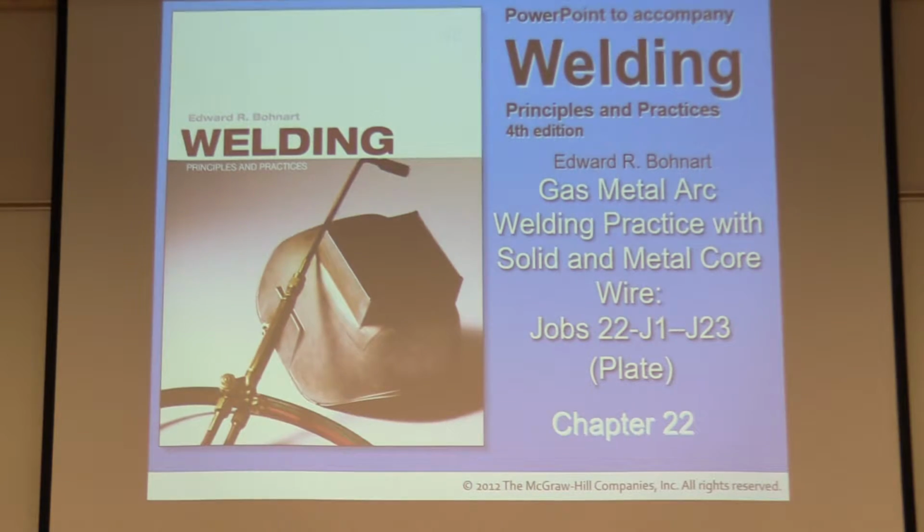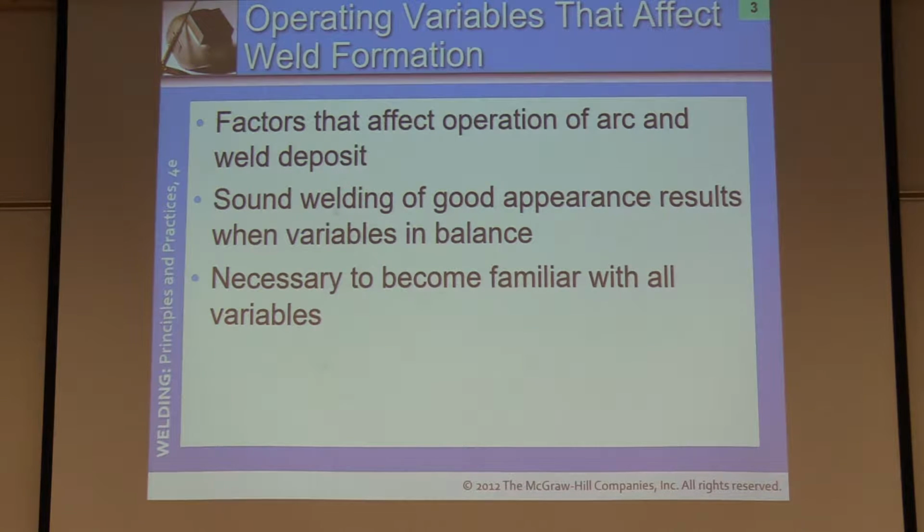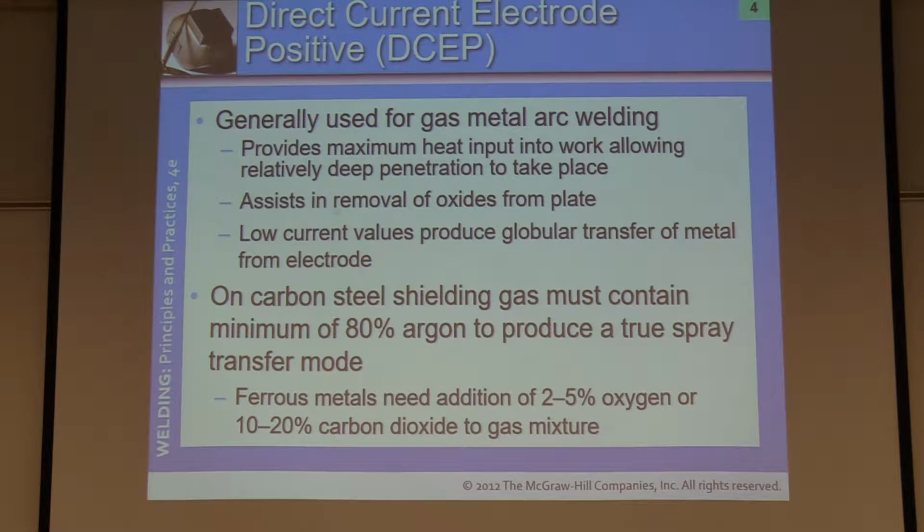So we're going to walk through chapter 22, keeping this in mind. The objectives: operating variables that affect weld formation, and factors that affect operation of the arc and weld deposit. Sound welding of good appearance results when variables are in balance. It's necessary to become familiar with all variables. So we're going to start figuring out what's important and why it's important.